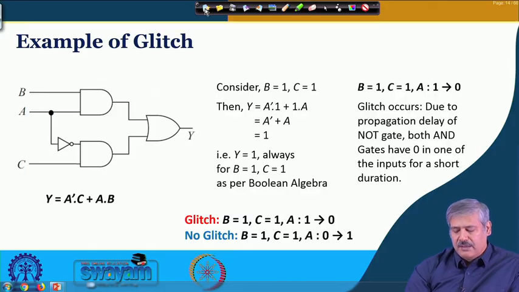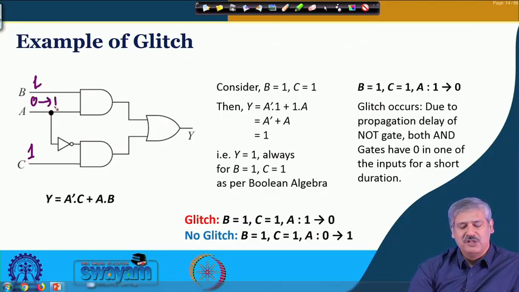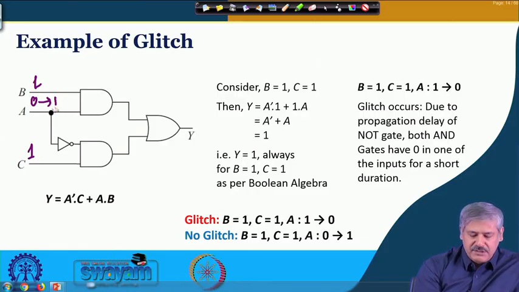But if B is equal to 1, C is equal to 1, and A goes from 0 to 1, will there be any issue? Will there be any glitch? So, this is 0.